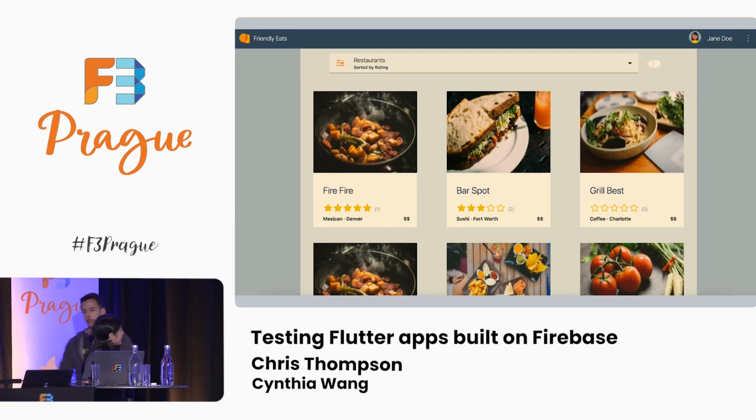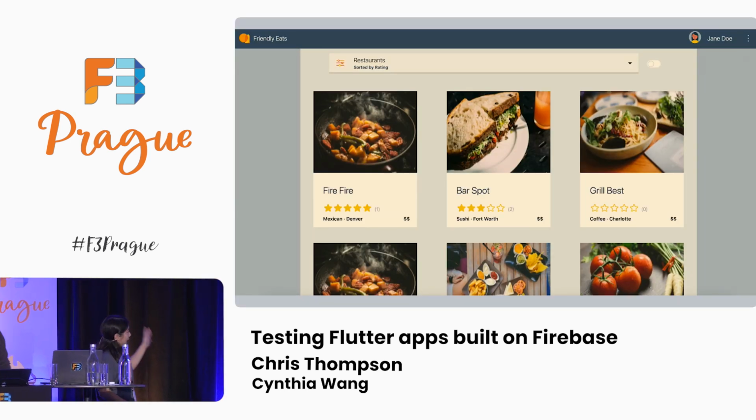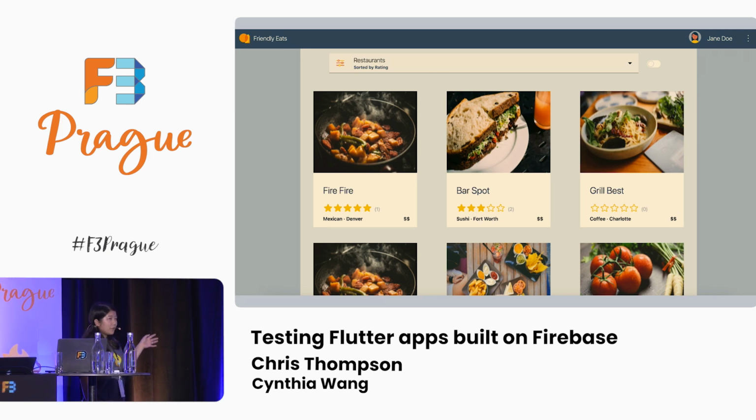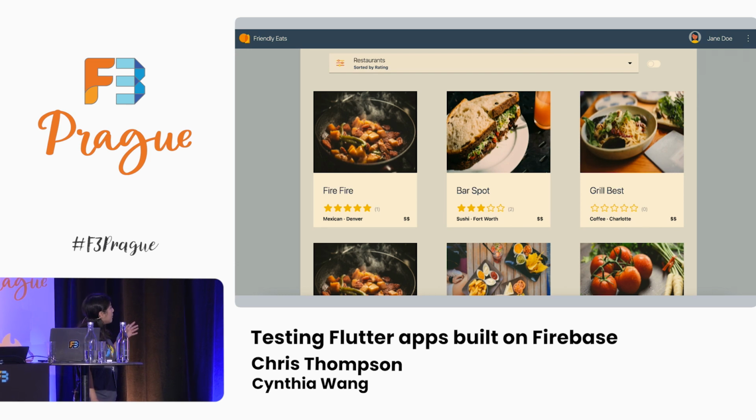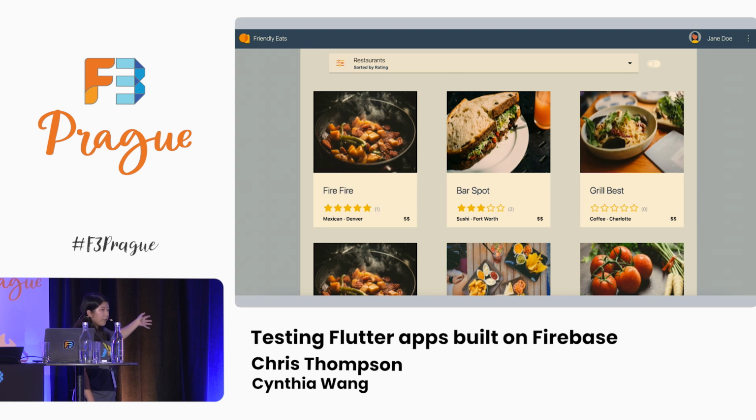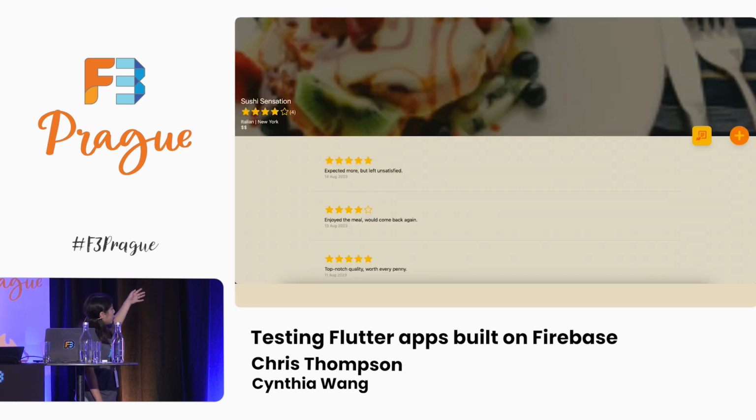Right, so to illustrate some of our points, we're going to use the Friendly Eats app. This is a really simple restaurant review app that you might have seen before if you've seen some of our previous talks. Basically, in the home page, we have restaurants displayed. These are read from Firestore. And if we click down to a single restaurant card, we can see the specific reviews being displayed. This is built using Flutter's stateless and stateful widgets. And under the hood, we're calling Firestore and authentication services from Firebase.